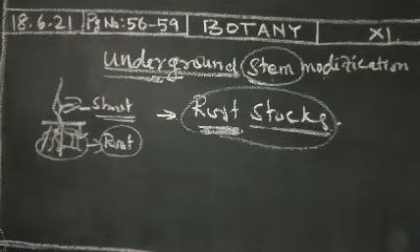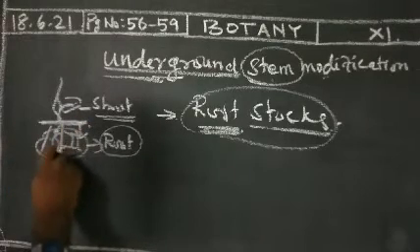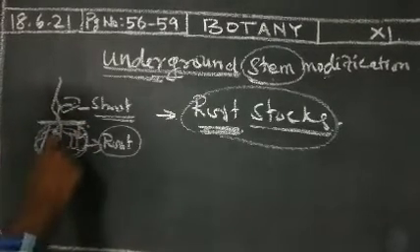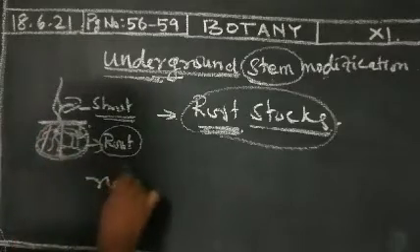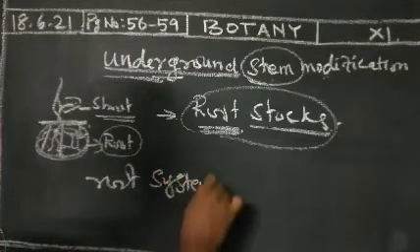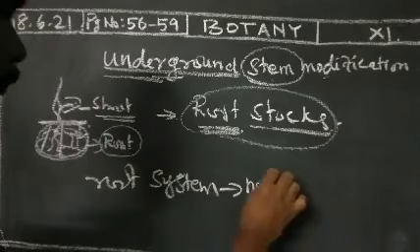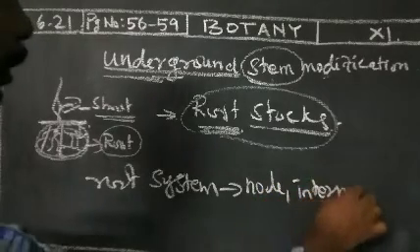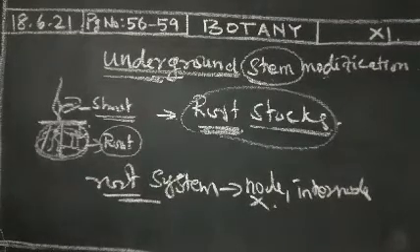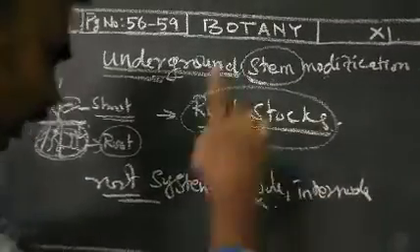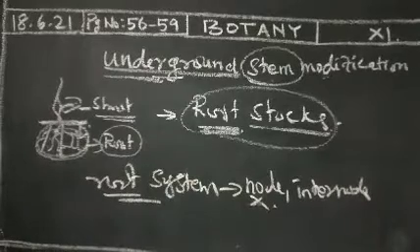The underground stems are not roots. Here there is a stem portion, not a root system, because it possesses nodes and internodes. In a root system there are no nodes and internodes. The nodal region and internodal region are present only in the stem portion.